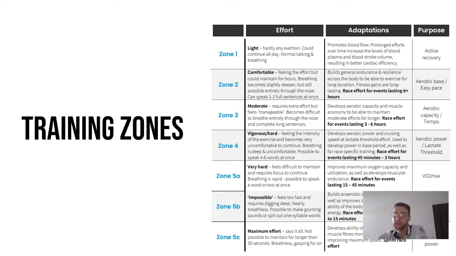And for longer distance events, that's actually the key to improving your speed. So all of the intervals that are targeted at improving your half marathon or marathon pace shouldn't be done at your maximum effort, but closer to your threshold effort, which is within zone 4. And then we have zone 5, and it is further split into 3 different parts.